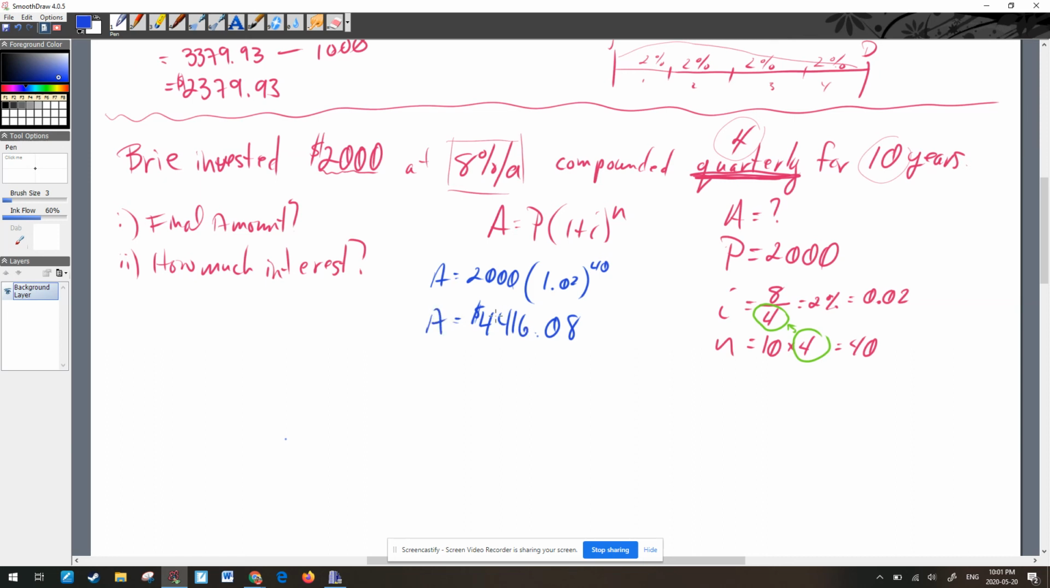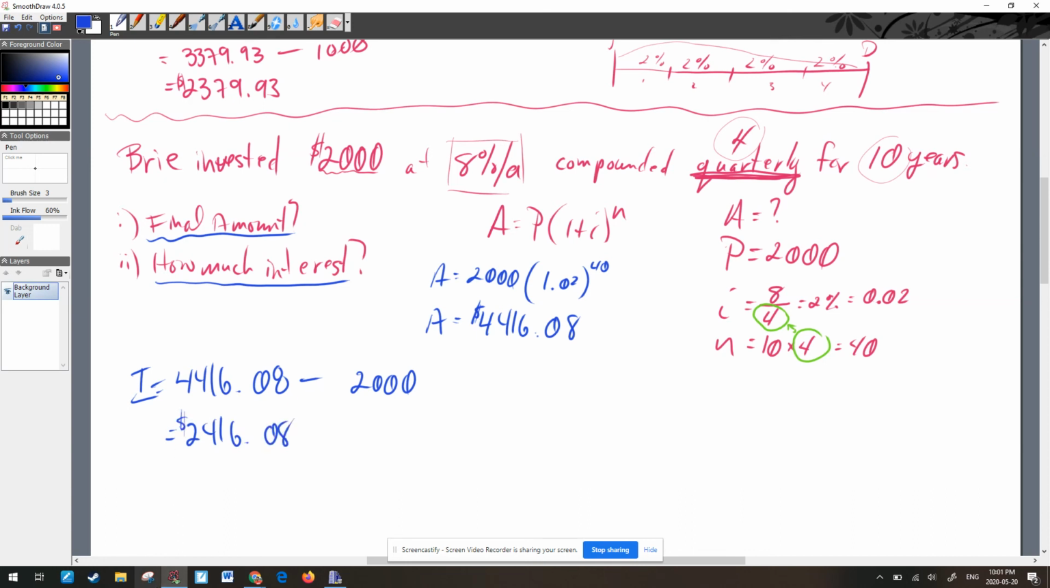Now, that's the final amount right there. Now I want to know how much interest. Well, the interest is the difference between how much is there at the end and how much I put there to begin with. So the interest in this case is going to be $4,416.08 minus that $2,000, which is $2,416.08 interest. And there it is.